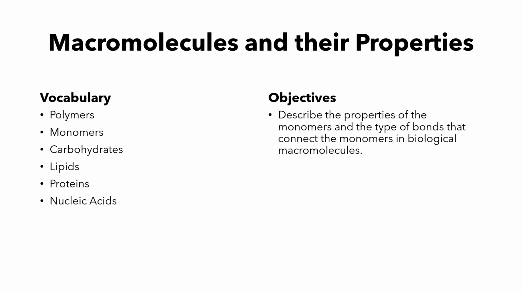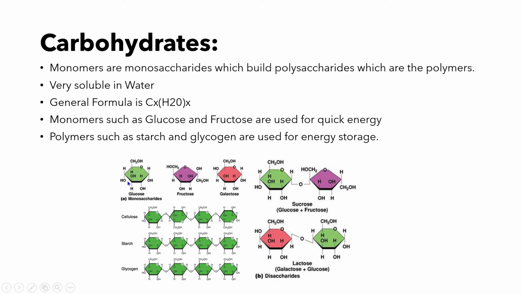So now let's talk about macromolecules and their properties. The College Board wants us to describe the properties of the monomers and the types of bonds that connect the monomers in the macromolecules. The main vocabulary in this unit are polymers, monomers, carbohydrates, lipids, proteins, and nucleic acids. To start off, let's talk about carbohydrates.